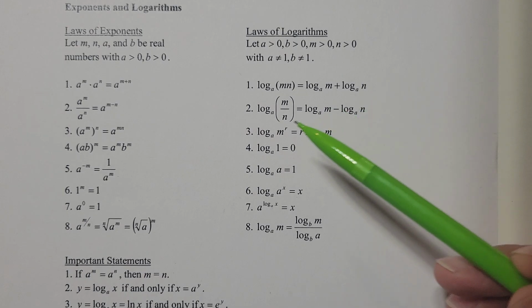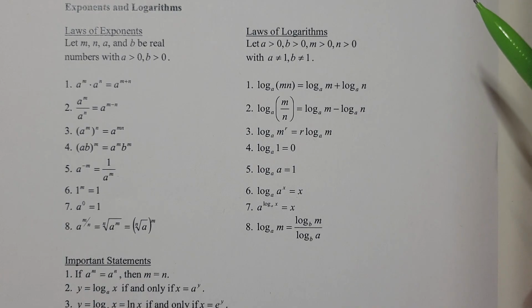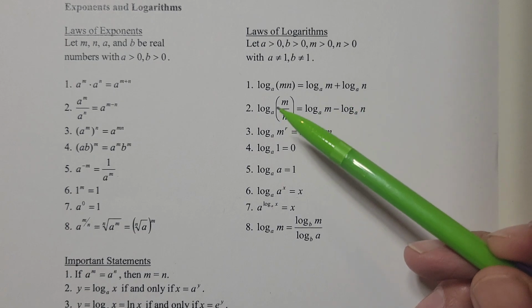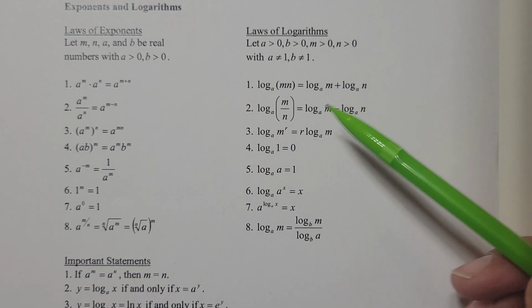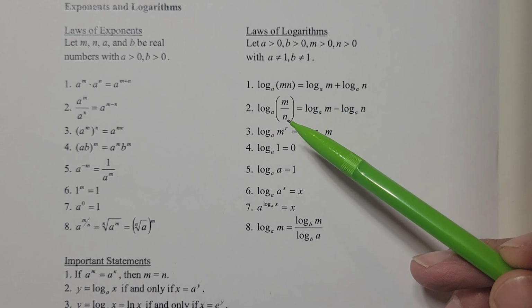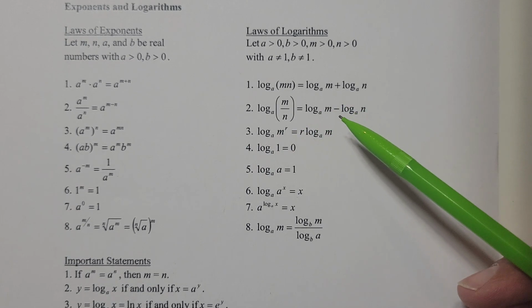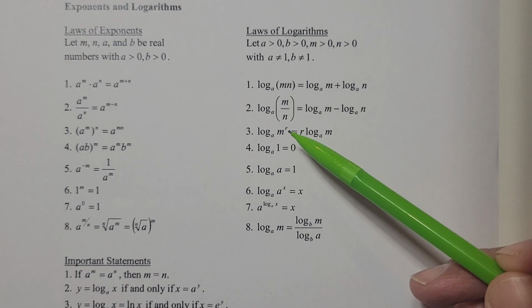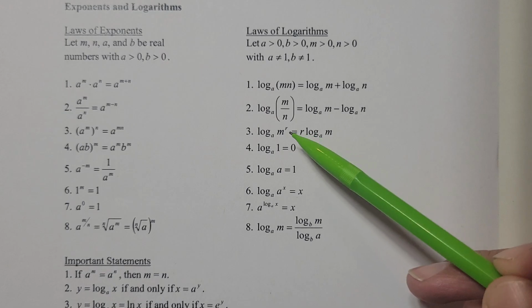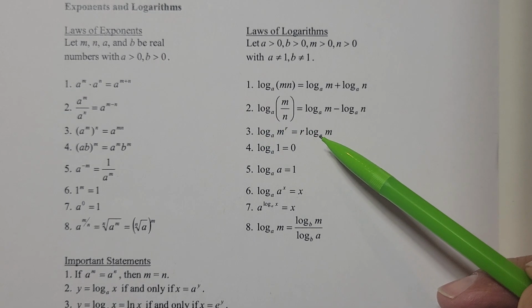I got law 1 here, log base a of m times n. That's the same as log base a of m plus log base a of n. So whenever you're multiplying things in a logarithm, you can split that into 2 logarithms that would be added together. Whenever you're dividing things in a logarithm, you can split that logarithm into 2 logarithms that would be subtracted. Okay. Law 3 says that powers can come out in front of logarithms. So this power of r can come out in front of the logarithm. And I have r times log base a of m.